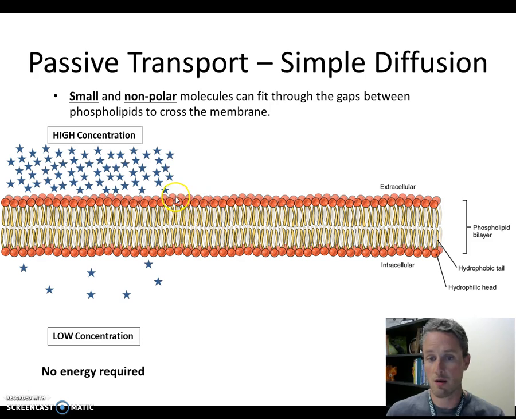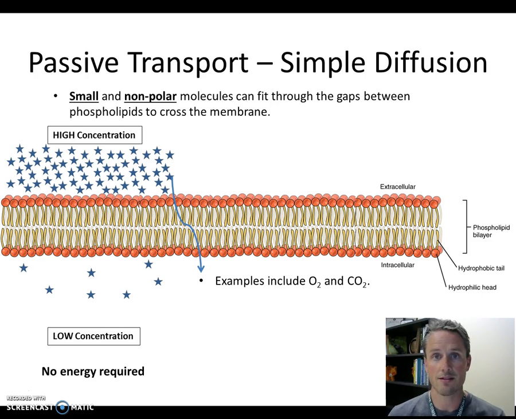And simple diffusion, because it just simply diffuses right through the membrane. So here's what's going to happen, right? That star is going to move right through the membrane, through the gaps and spaces in between the phospholipids, and that's simple diffusion. Some examples of small and non-polar molecules that undergo simple diffusion through the membrane are things like oxygen gas and carbon dioxide gas. And those things are constantly crossing our cell membranes via simple diffusion.